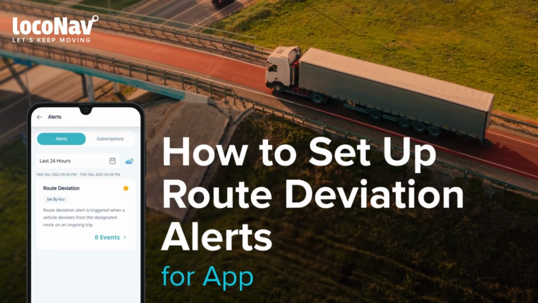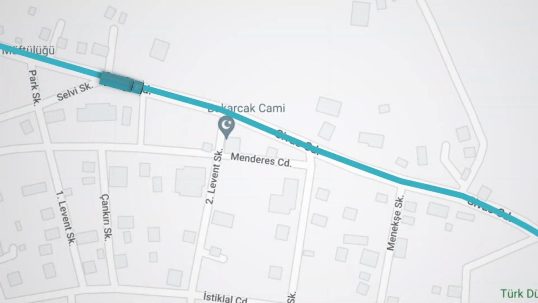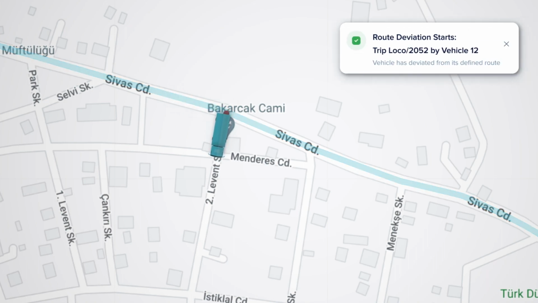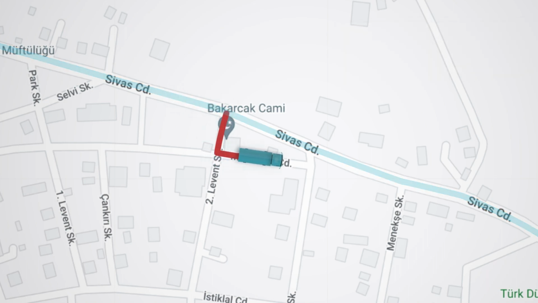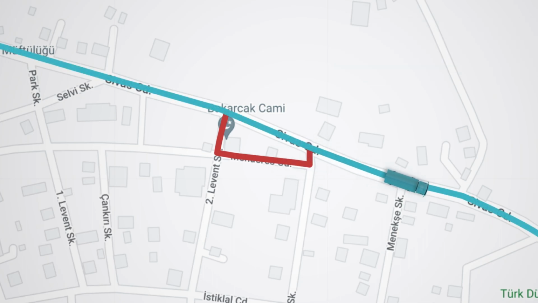How to set up route deviation alerts on app. Want to get real-time alerts every time your vehicle deviates from the designated route on an ongoing trip? You can do that by setting up a route deviation alert inside the LocoNav platform on mobile or web.